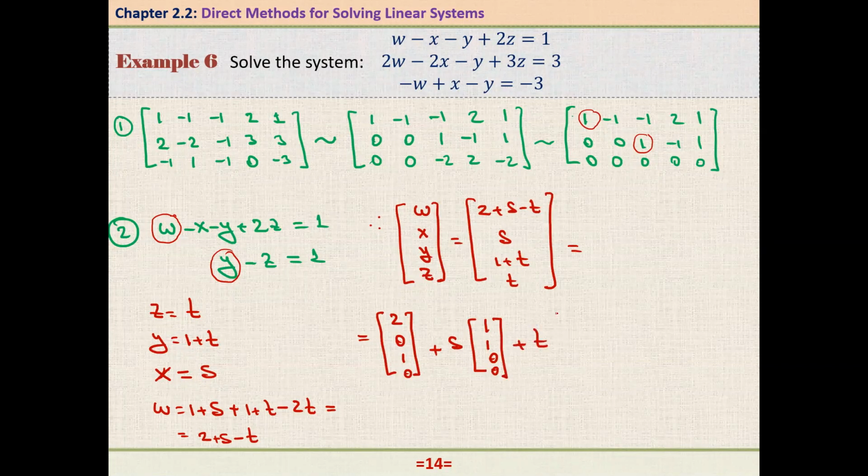Plus t, and here we have the coefficient of t, negative 1. Here we have 0. The coefficient of t, it is 1. And here it is 1. Right? And that is the first vector, and second vector, and third vector. And if you remember, what does it represent? Actually, it represents a plane, right? Of course, actually hyperplane, because here that is in 4-dimensional space.